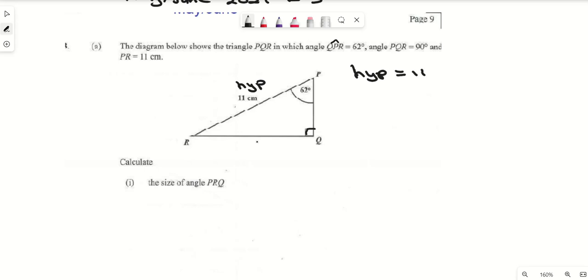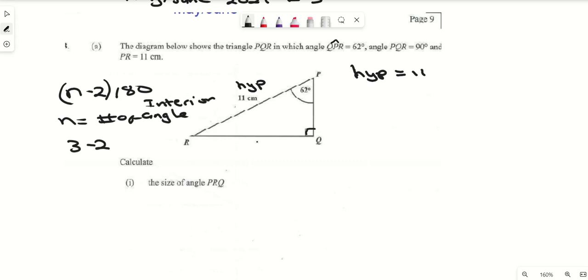We also know that in a triangle, all the interior angles when added are 180 degrees. If you cannot remember that, there's a formula, which is n minus 2 times 180, where n is the number of angles. The number of interior angles here would be 3 minus 2, which is 1, multiplied by 180. So all the angles inside here would add up to 180. So we know that this is 90.